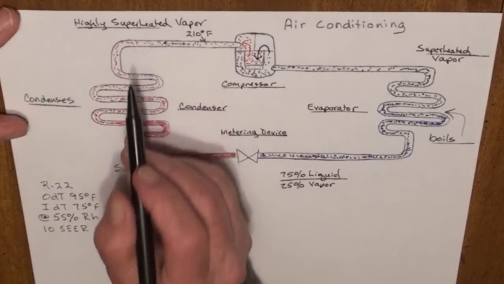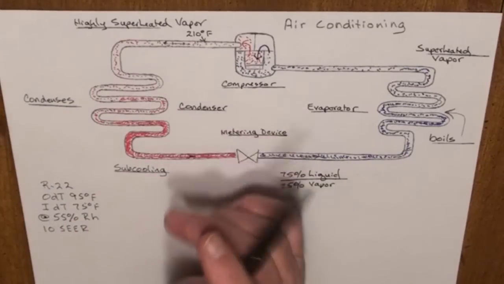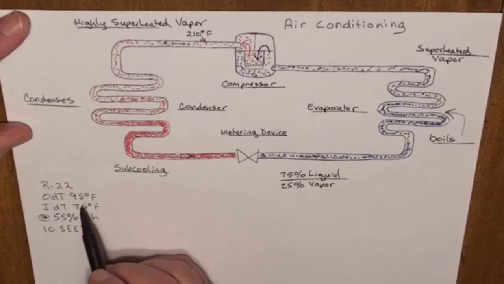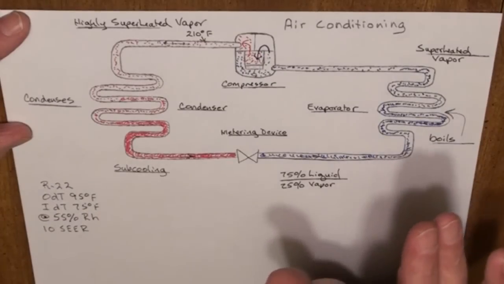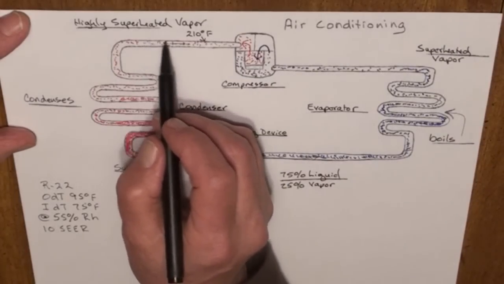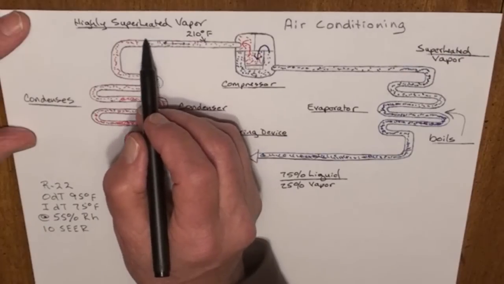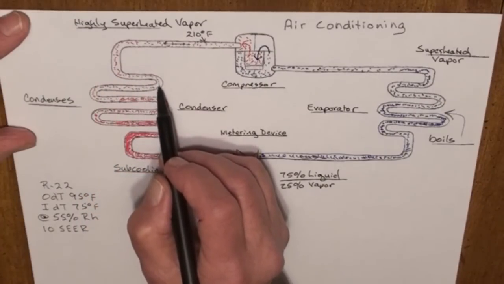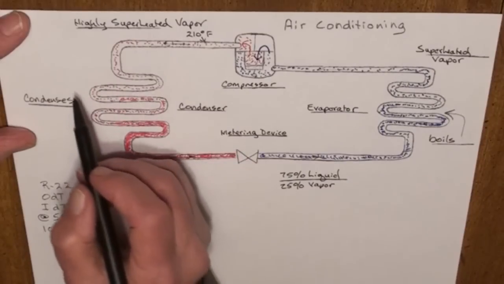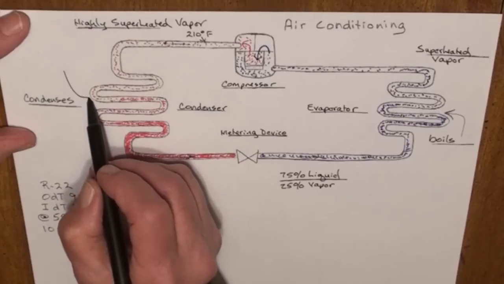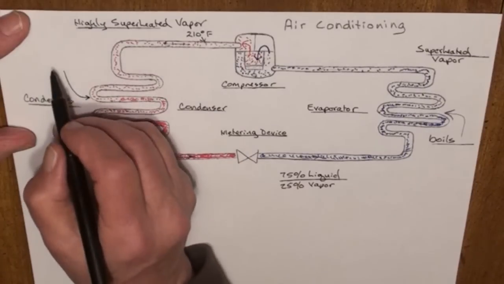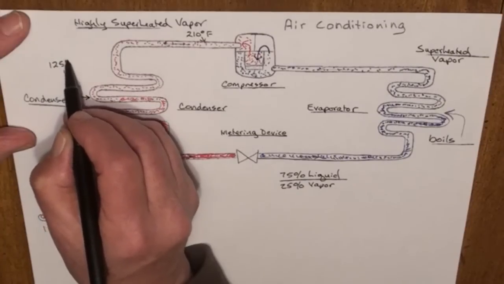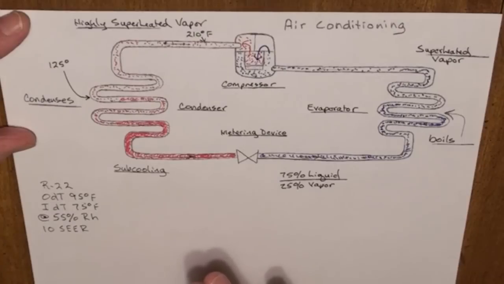It leaves at 210 degrees and it immediately begins to reject heat. We have 210 degrees rejecting into a 95 degree day. We can readily reject heat. It rejects heat 200, 195, 190, 180, and it continues to reject heat until about halfway through the condenser. It rejects heat down to 125 degrees. This is going to be our saturation point. This is the point at which some of the refrigerant vapor begins to change into a liquid.